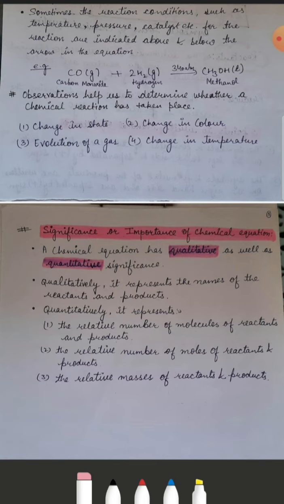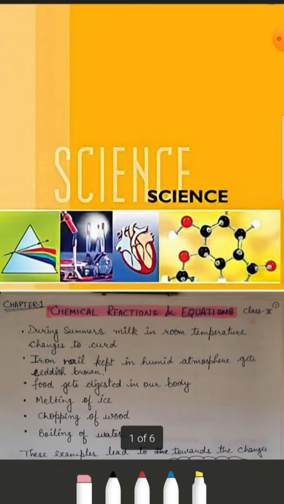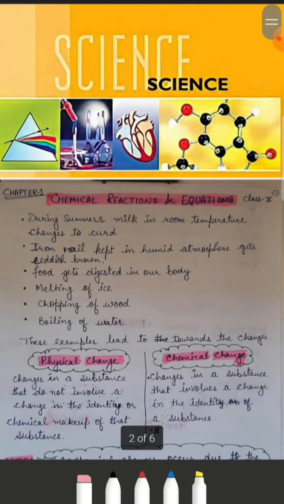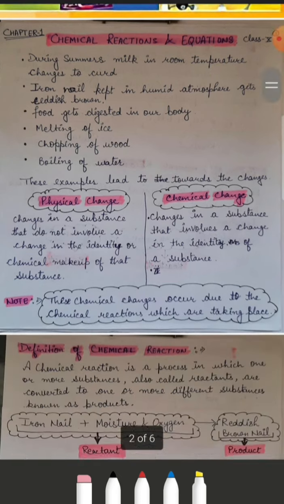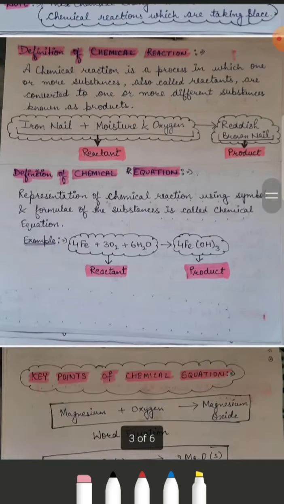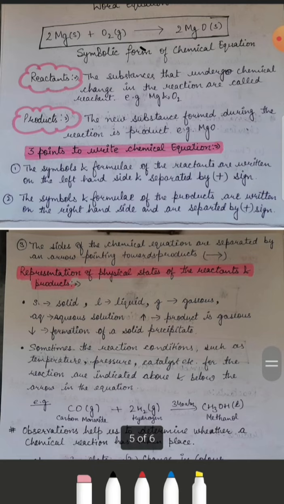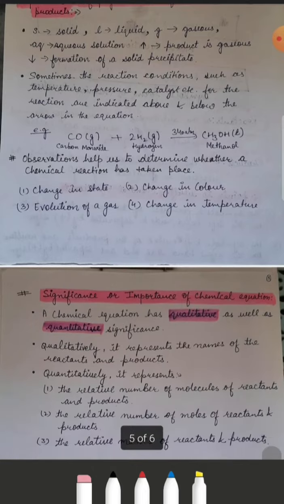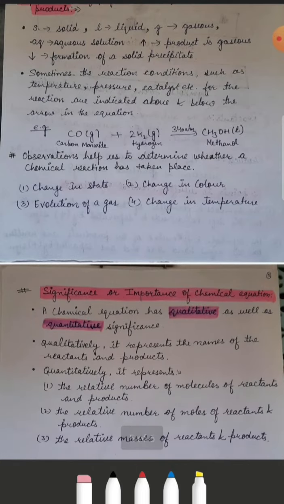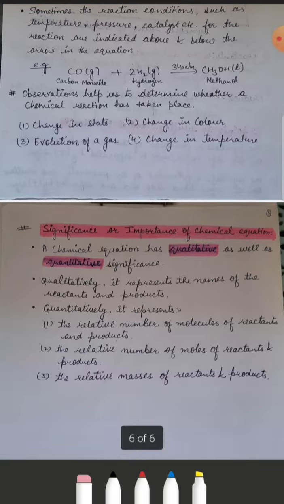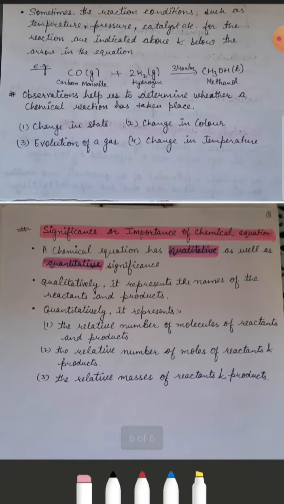So this is the last topic of today's lesson, that is, how to write a chemical equation. What we have covered is what a chemical reaction is, where we get these chemical reactions from, the two types of changes, and then how we write chemical equations, what the three basic points are to write a chemical equation, how we can represent the physical states of reactants and products, and how we can observe that a chemical reaction is taking place, and in the end the significance, the importance of chemical equations.